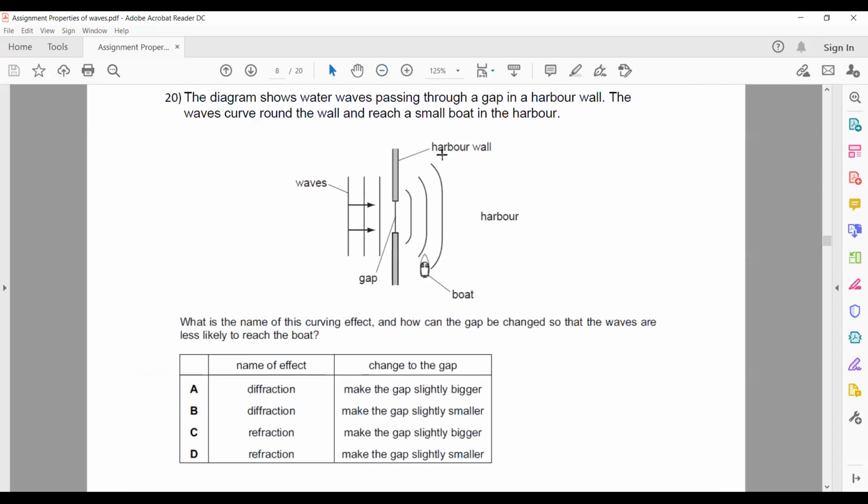Question 20. The diagram shows a water wave passing through a gap in a harbor. The wave curves round the wall and reaches a small boat, so diffraction occurs. What is the name of this curving effect and how can the gap be changed so that water is less likely to reach? We want to reduce the diffraction. So what should we do? Make the gap bigger. If you want to reduce the diffraction, we should make the gap bigger. A is the right answer for this.